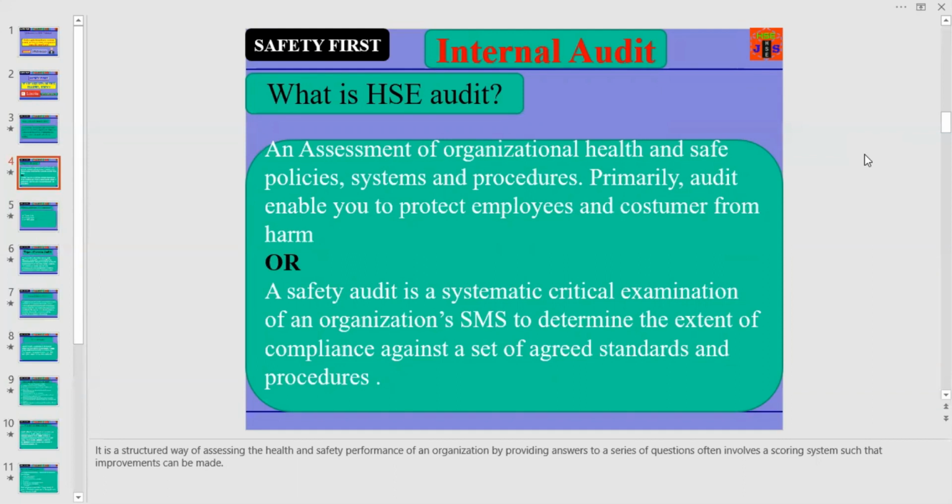In other words, a safety audit is a systematic, critical examination of an organization's safety management system to determine the extent of compliance against a set of agreed standards and procedures. It is a structured way of assessing the health and safety performance of an organization by providing answers to a series of questions, often involving a scoring system to notice and recommend the improvements that are required.